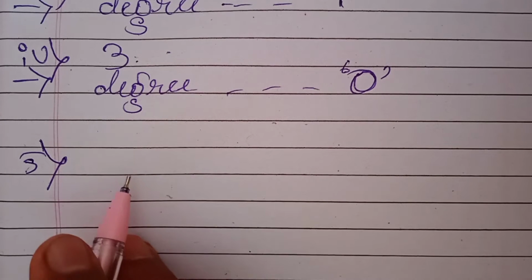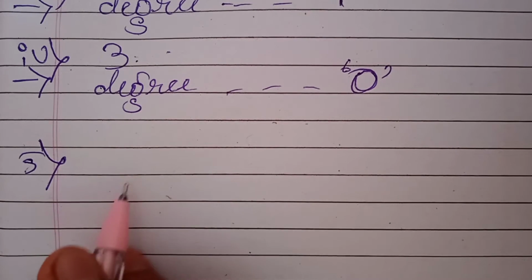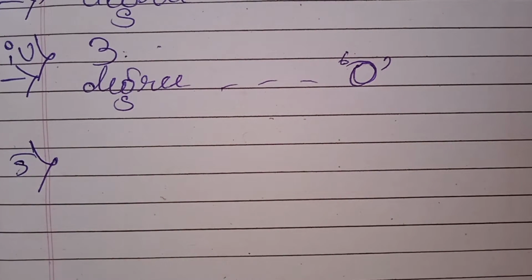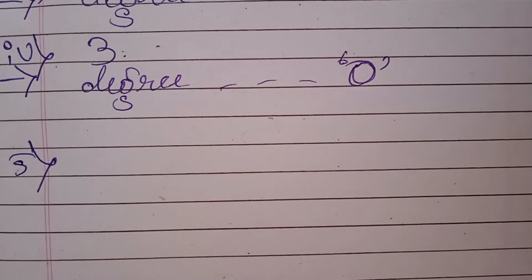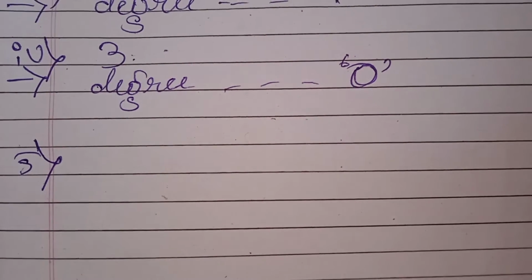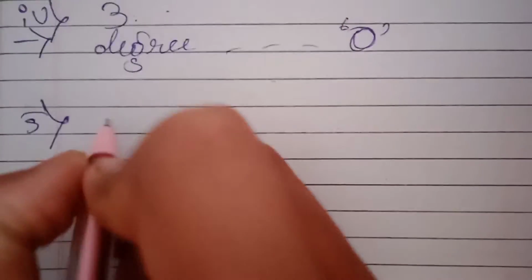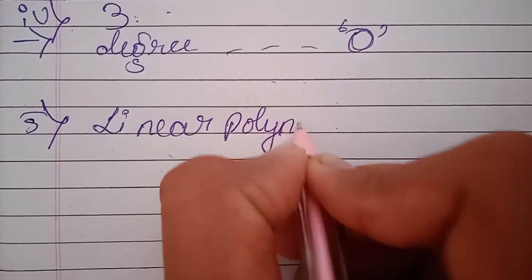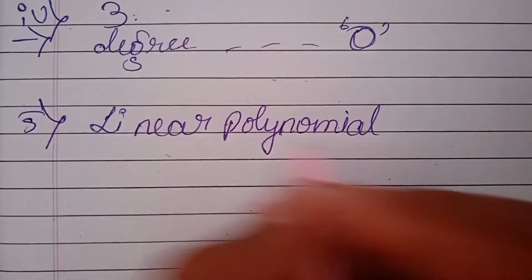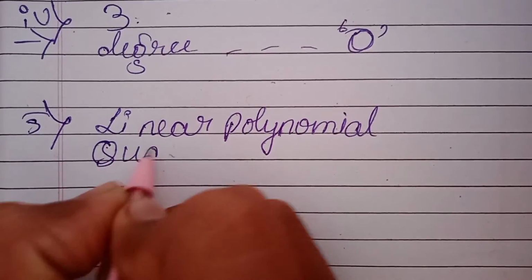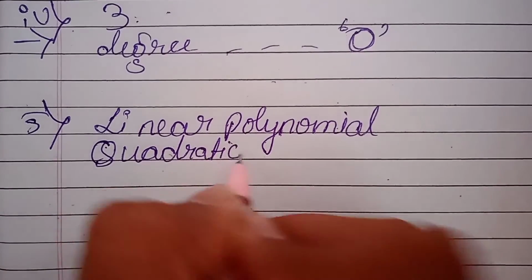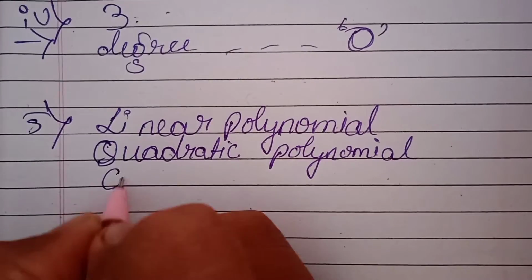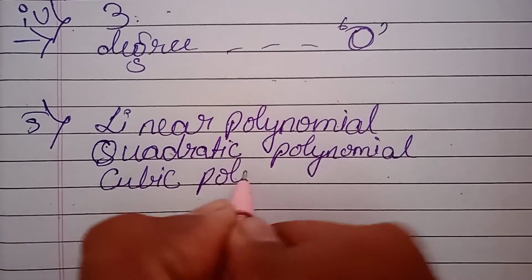Fifth question is, classify the following into linear, quadratic and cubic polynomials. They gave different expressions. We should classify them as linear polynomial, quadratic polynomial, cubic polynomial. I will explain what is a linear polynomial, quadratic polynomial, and finally cubic polynomial.